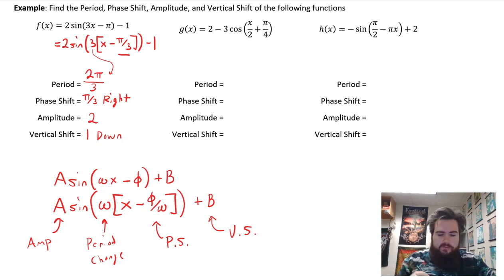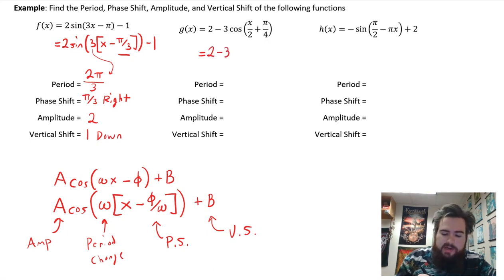Next, for g of x equals 2 minus 3 cosine of x over 2 plus pi over 4. Sine and cosine are going to be very similar in this concept. In terms of identifying the pieces, this is the same as what we were working with sine and cosine. Even the period, because both sine and cosine have the same period of 2 pi. However, yet again for this, what I'm going to do first is factor out the number multiplying x.